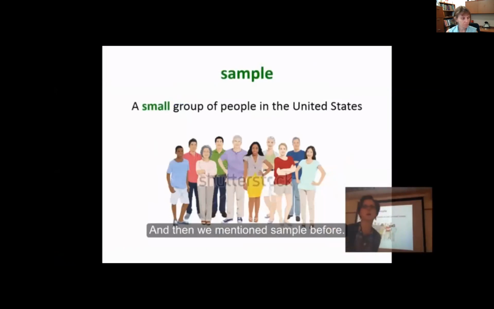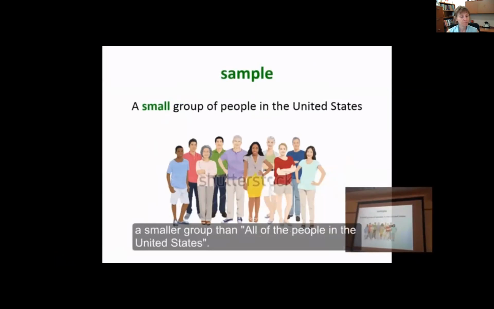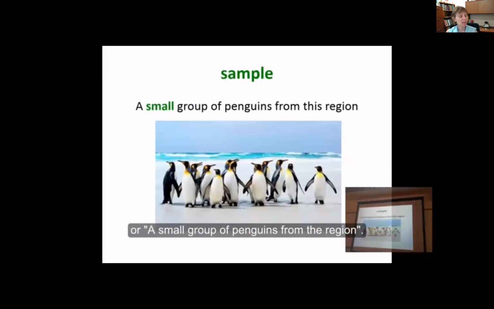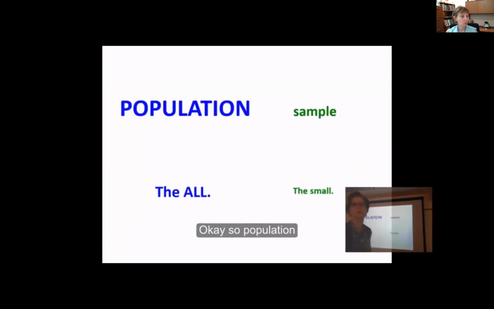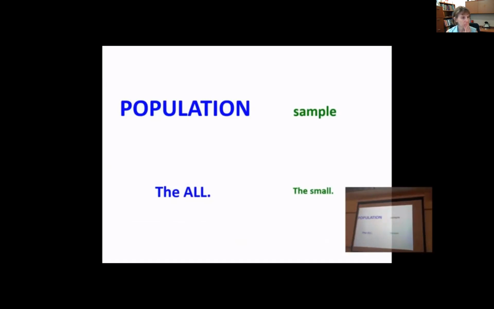And then we've mentioned sample before. So we want to identify sample would be a small group of people in the United States. It doesn't have to be this small, but a smaller group than all of the people in the United States. Or a small basket of apples from the orchard. Or a small group of penguins from the region. Okay, so population, we want to think of as the all, the big group, all. And sample, think of as the small group. So the all versus the small, population versus the sample.